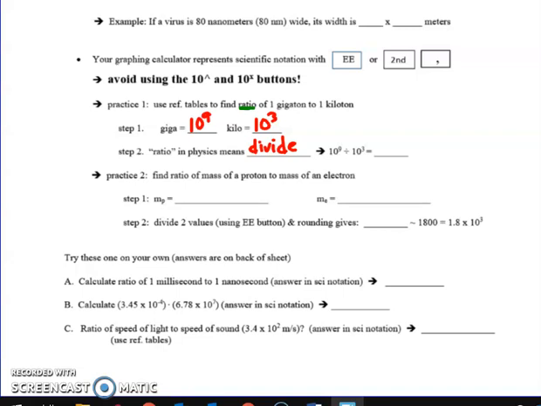Well, you subtract exponents, that's simply 10 to the 6th. So a gigaton is a million times bigger than a kiloton. Not that you need to know that off the top of your head, but we just want you to be able to look up those prefixes and then manipulate those numbers.